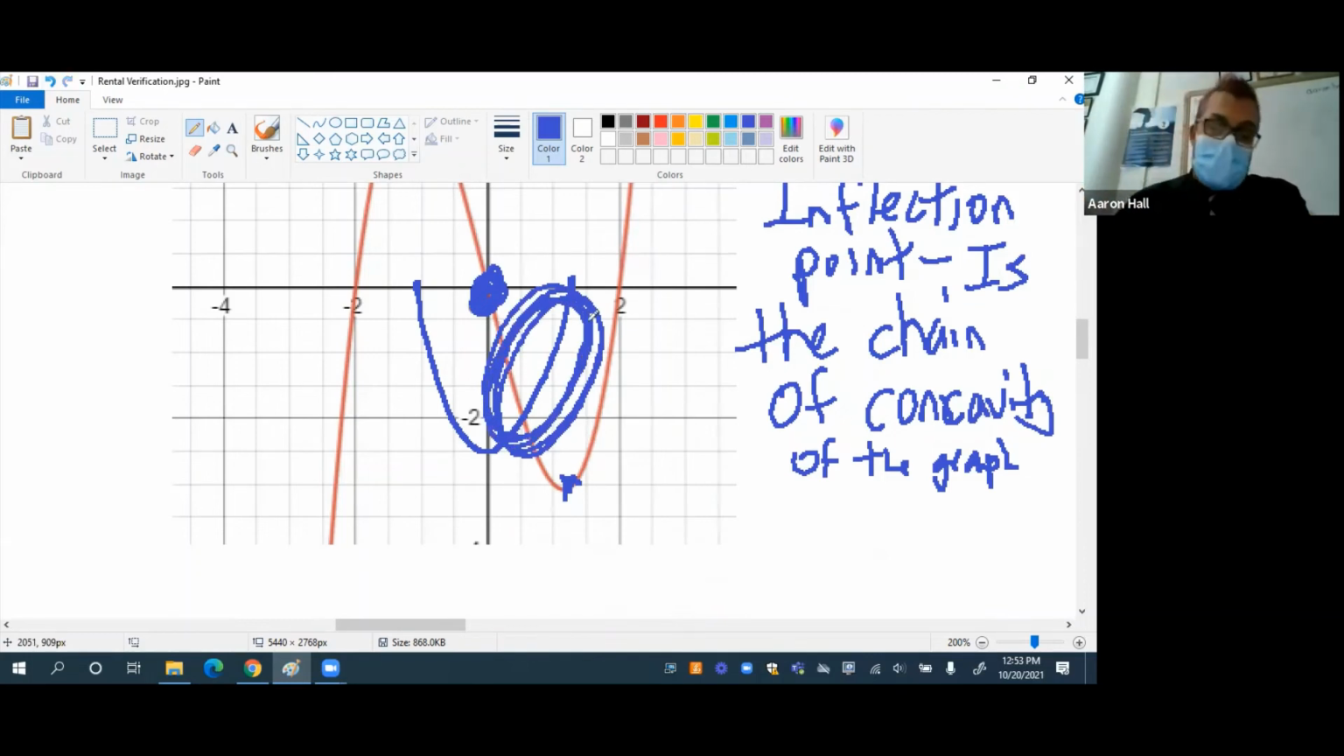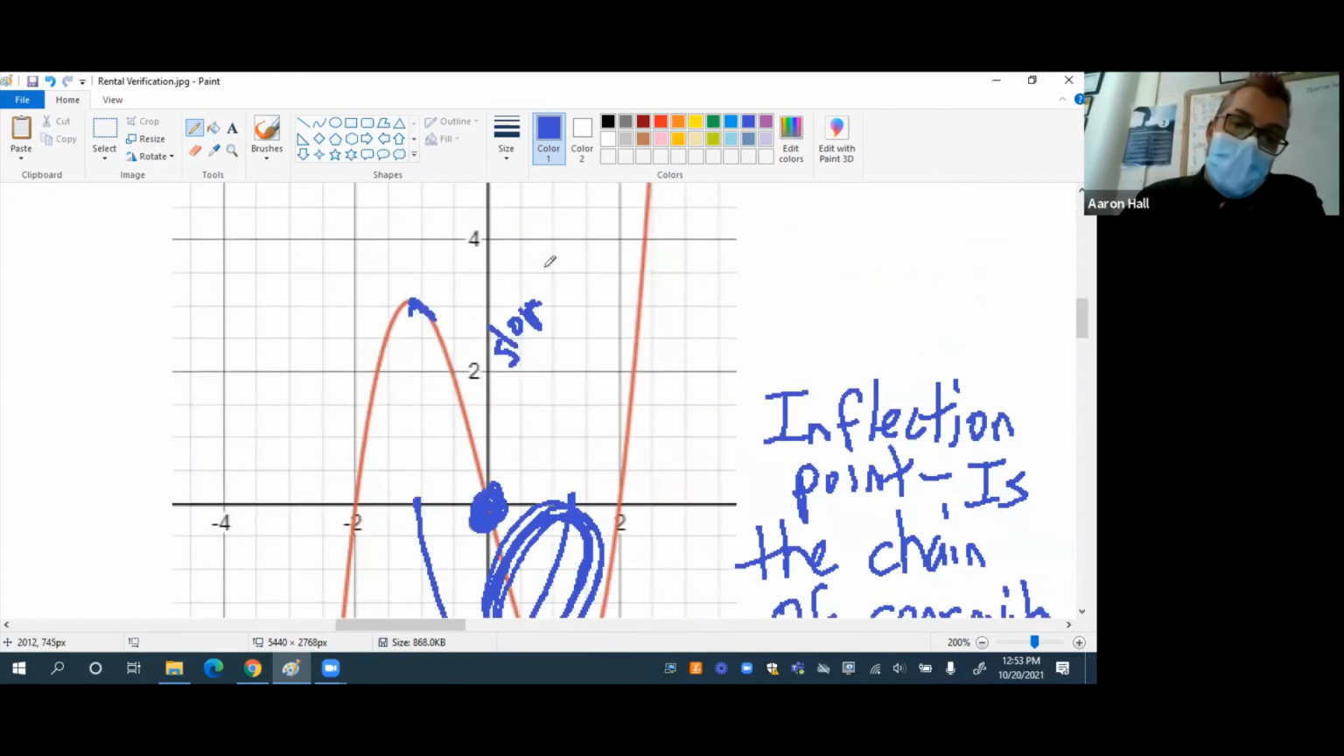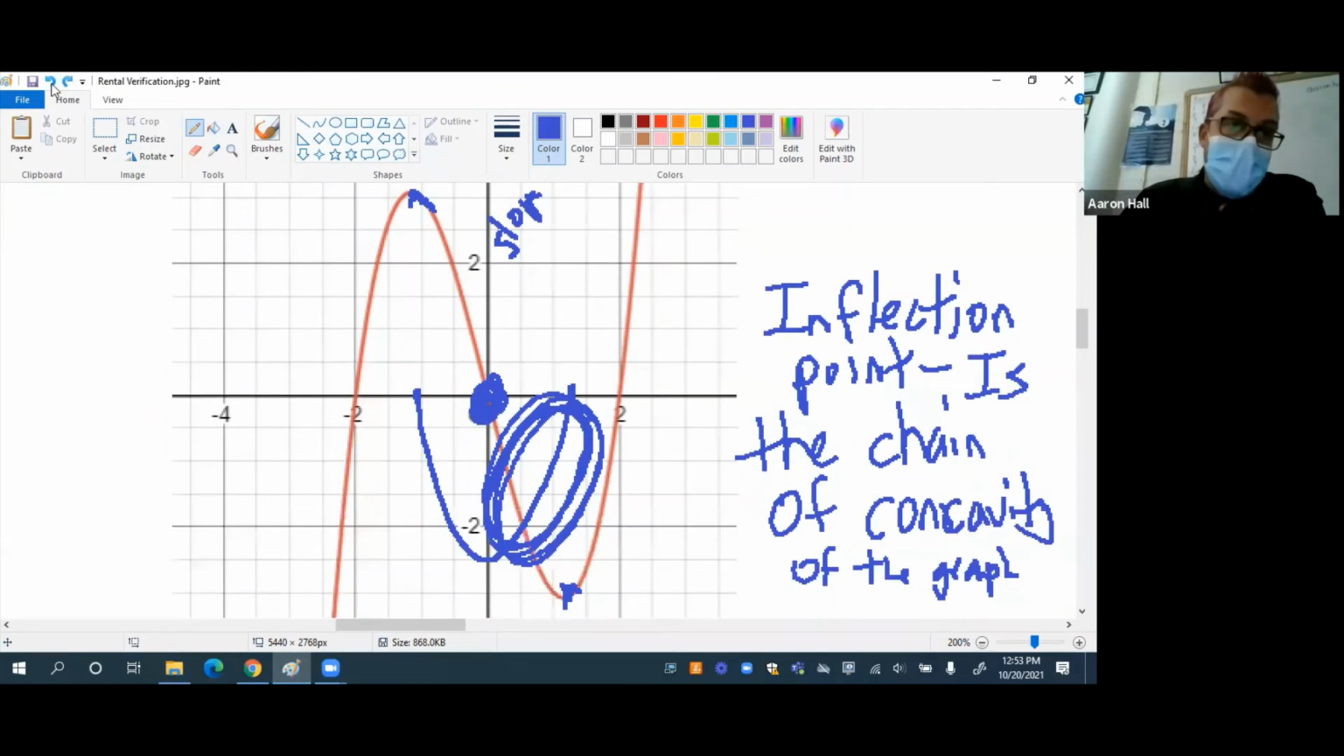Remember, the blue graph represents slope. And we have a negative slope. Maybe I should have been more specific with my question. For the red graph, the slope is always positive from here to here. I actually forgot what my question was. All right, let's just move on.